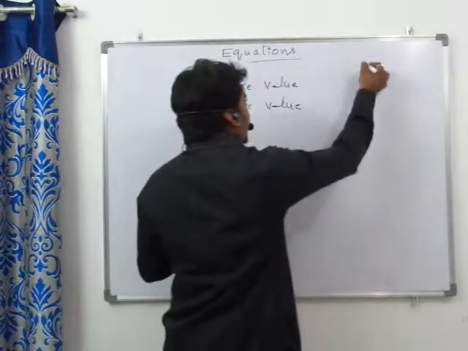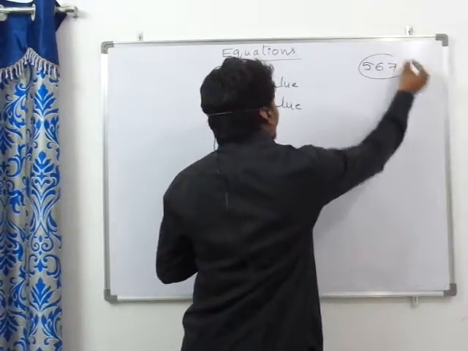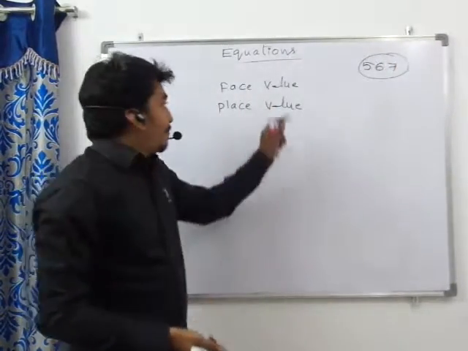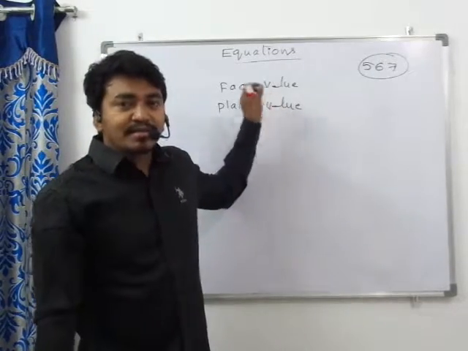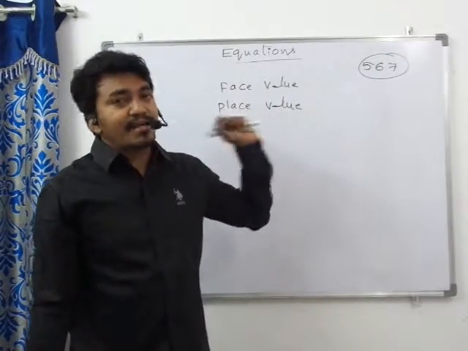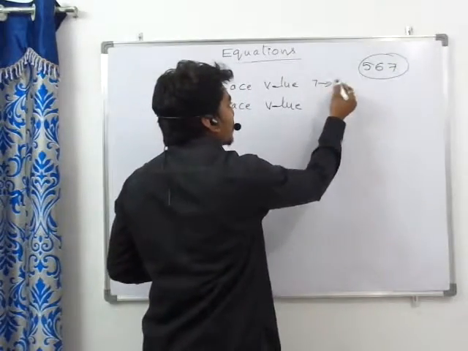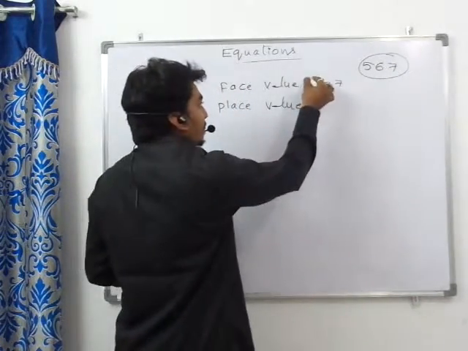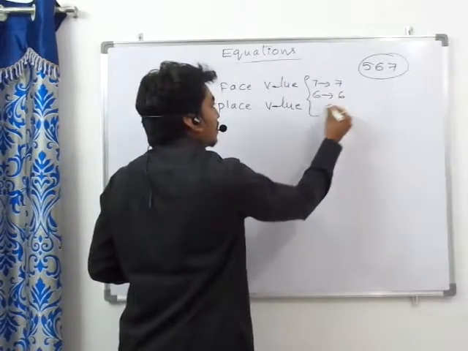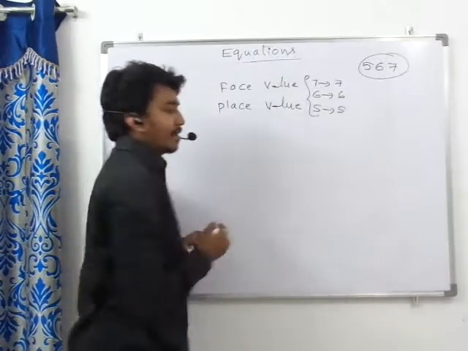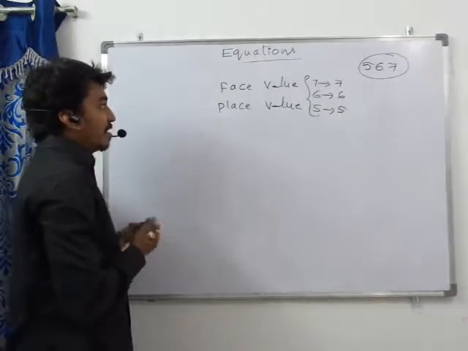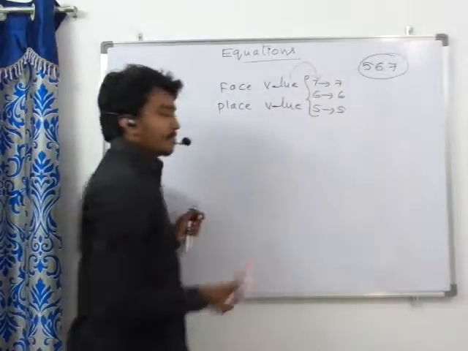Suppose I have a number 567. Face value means the digit itself in a number. What is the face value of 7? The face value of 7 is 7 only. What is the face value of 6? 6 only. Face value of 5? 5 only. So this is the information regarding face value.